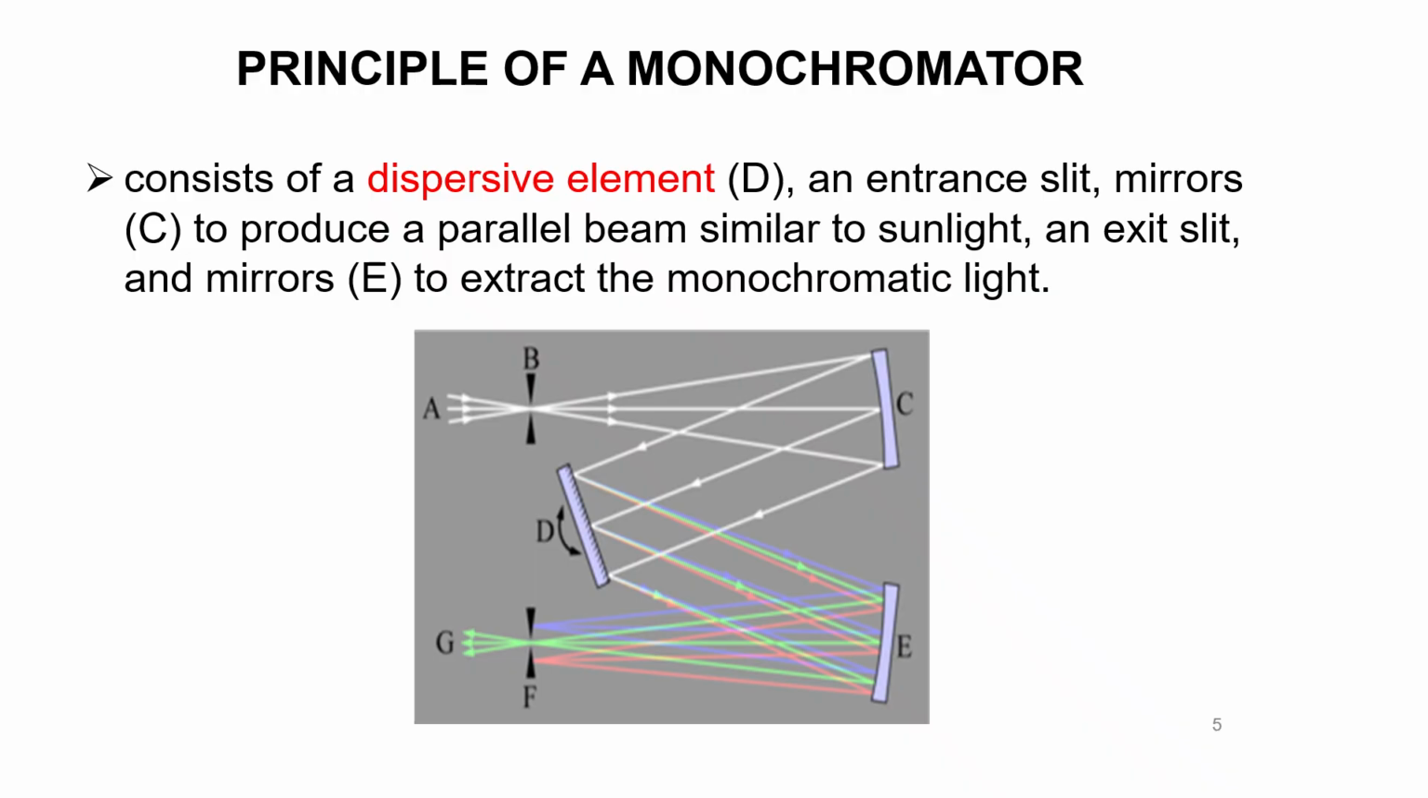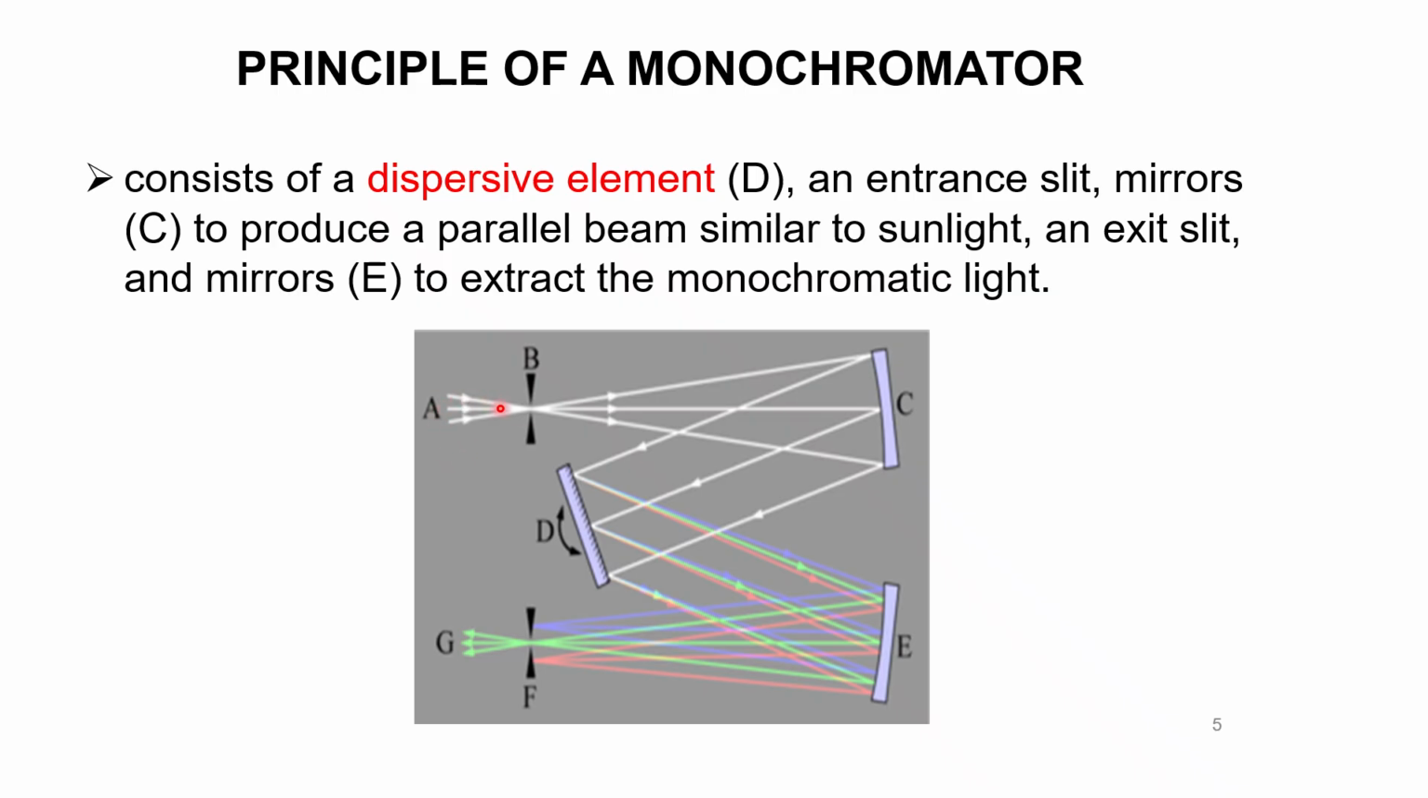So how does a monochromator work? A monochromator consists of a dispersive element, which is this component D here. Usually it is the grating. It has an entrance slit, component B, mirror C to produce a parallel beam, an exit slit F, and another mirror E. So A is the light source.